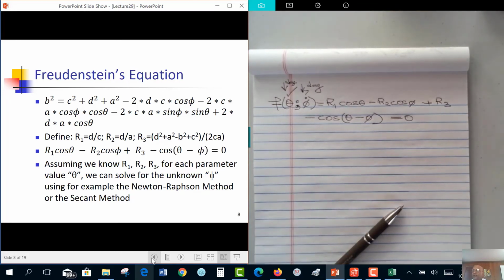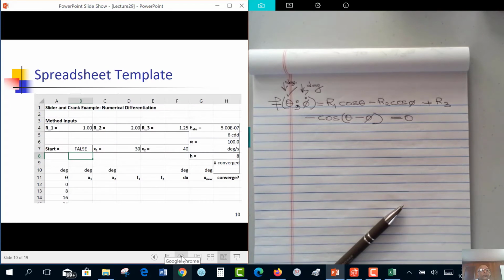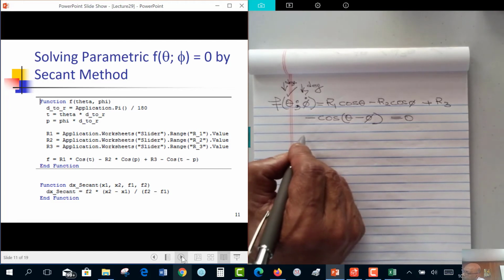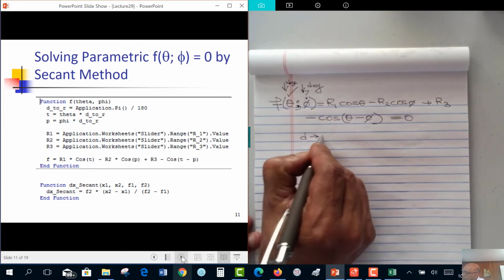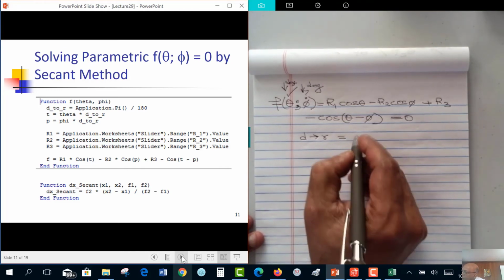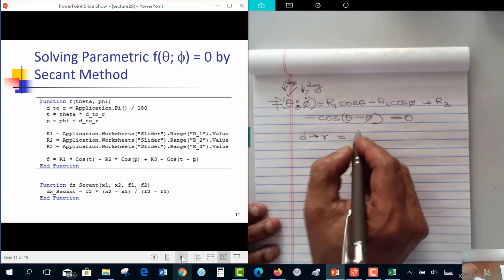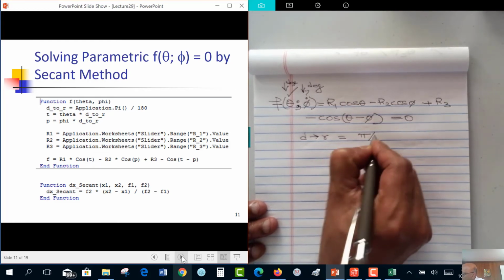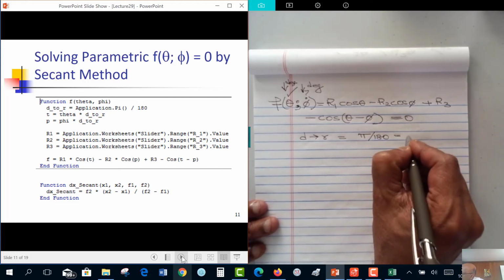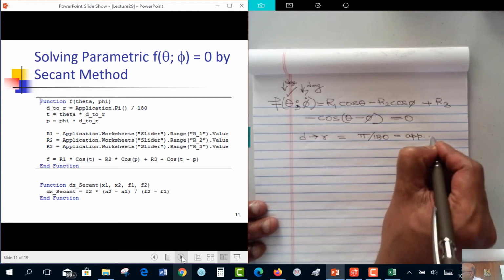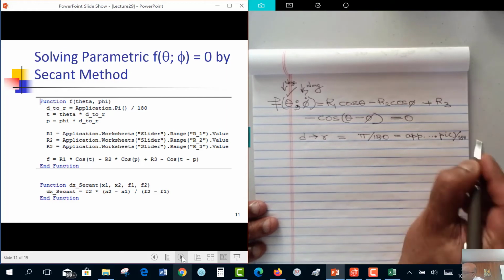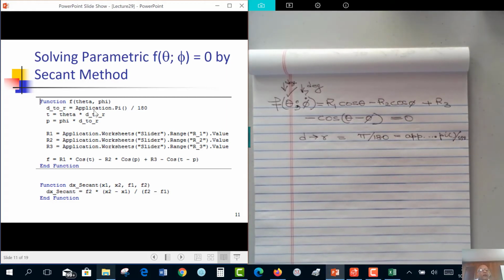But Visual Basic works in radians, cosine and sine. So what we are going to do is define a ratio to go from degrees to radians. We are going to say our multiplier is pi over 180. So in Visual Basic, we'll write it as application.pi over 180. So that's my first line, right?